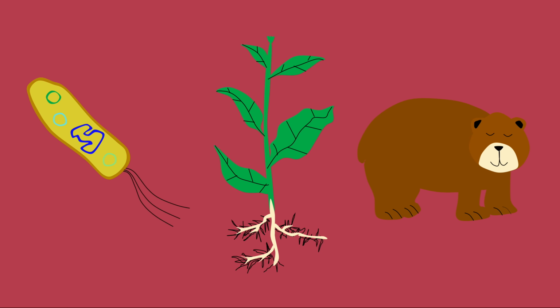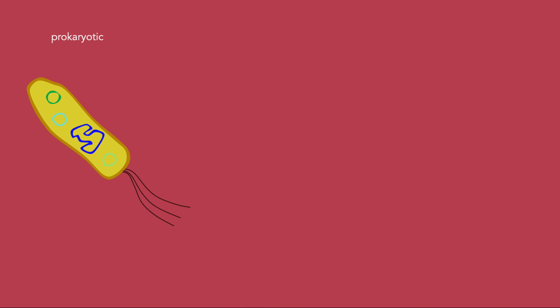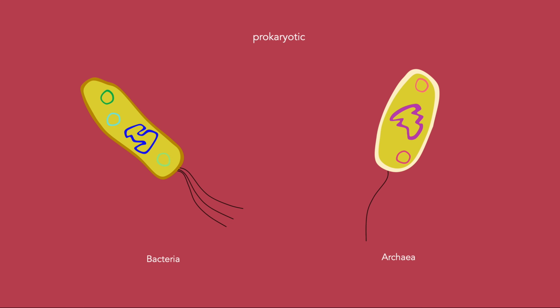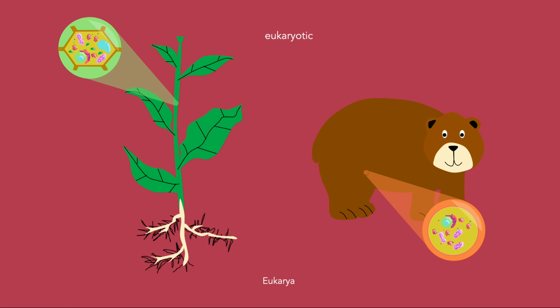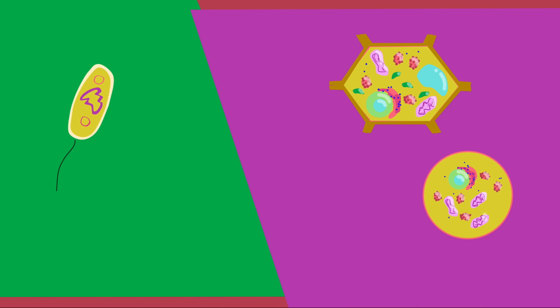Cells comprise every living organism, but can be vastly different depending on what kind of organism they belong to. A cell is either prokaryotic or eukaryotic. Prokaryotic cells are found in the domains bacteria and archaea, while eukaryotic cells are found in the domain eukarya. There are three distinctions between prokaryotic and eukaryotic cells.